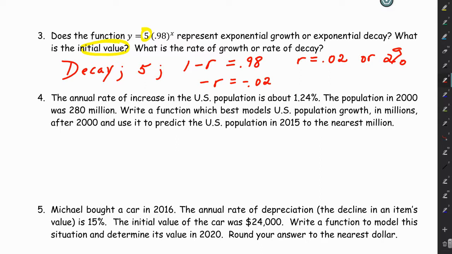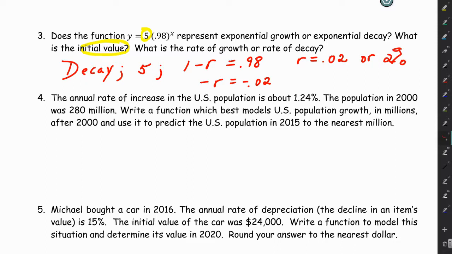The annual rate of increase in the U.S. population is about 1.24%. The population in 2000 is 280 million. Write a function which best models U.S. population growth in millions after 2000 and use it to predict the US population in 2015.